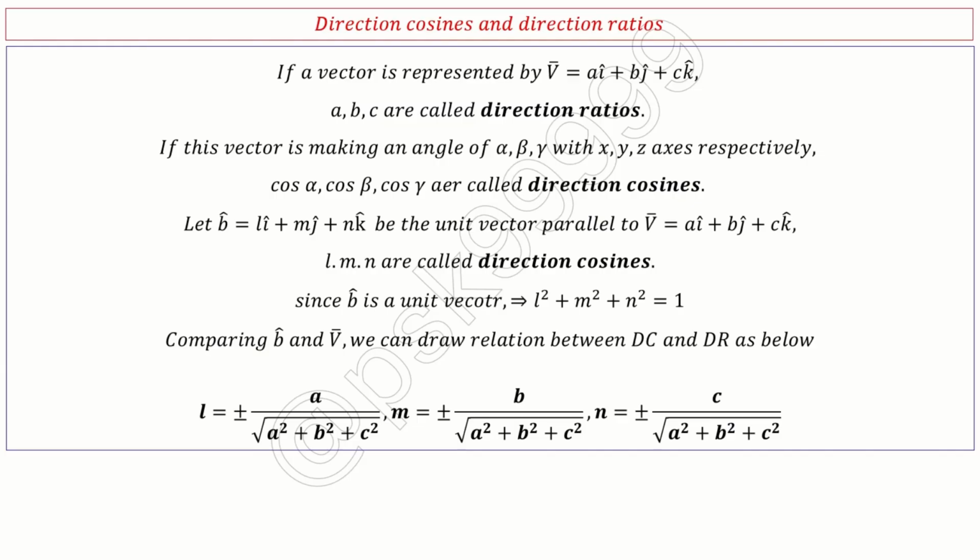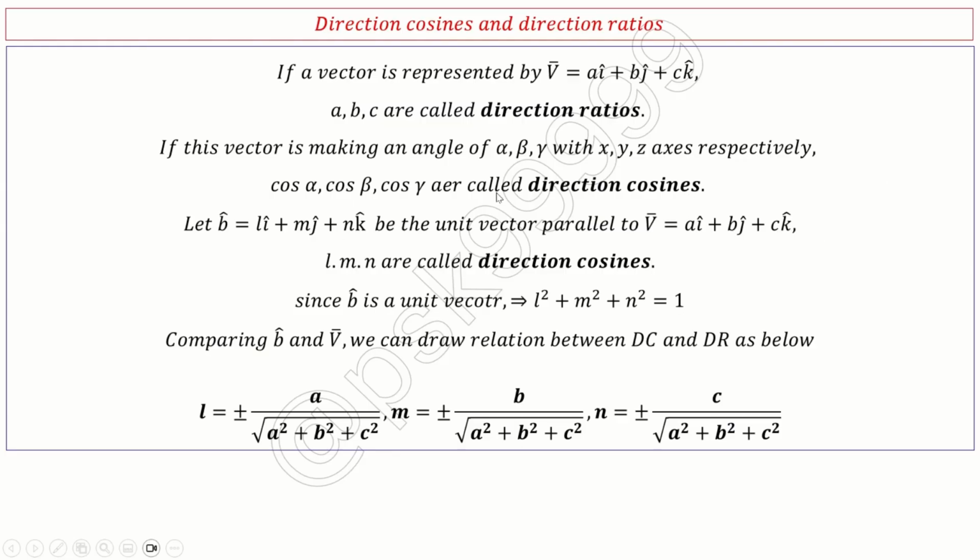And what are direction cosines? If you find the unit vector with respect to v bar, then the coefficients of i, j, k are called direction cosines. If this vector v bar makes angles alpha, beta, gamma with the x, y, z axes respectively, then cos alpha, cos beta, and cos gamma are called direction cosines.